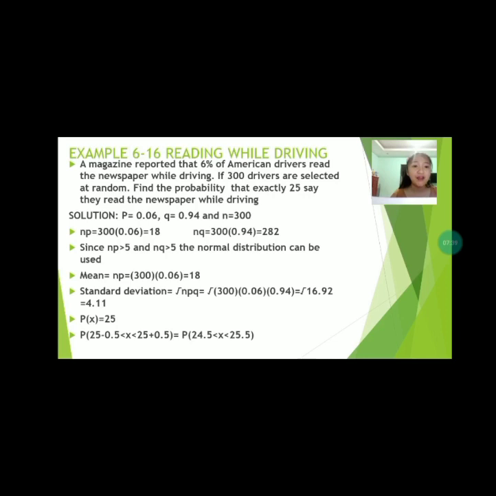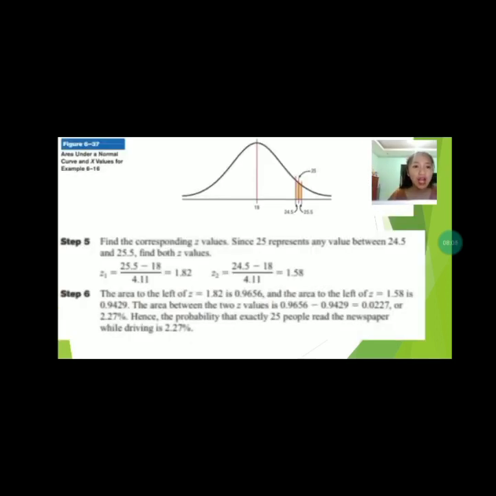Our P(X = 25) is the probability we are looking for. So for 25, we subtract 0.5 and also add 0.5 to it. The result is 24.5 and 25.5. So this is the normal distribution for that problem.